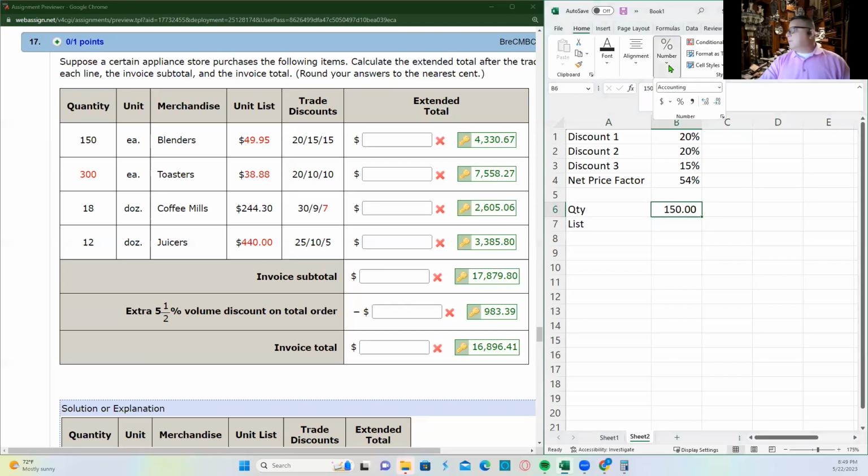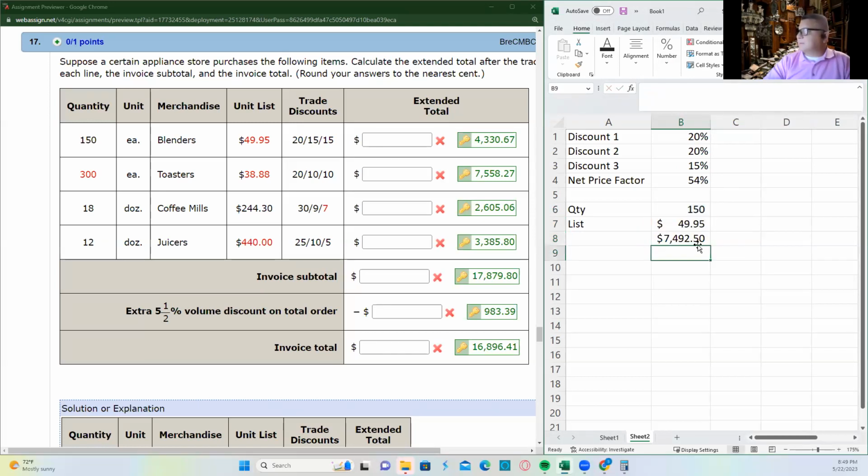And since it's a quantity, we don't need partials here. Our list price is going to be $49.95 a piece. Nope, we want that in money. Press again. Okay. So our total list price here is going to be the 150 times the price. Now this is total what the merchandise is worth on a retail price.